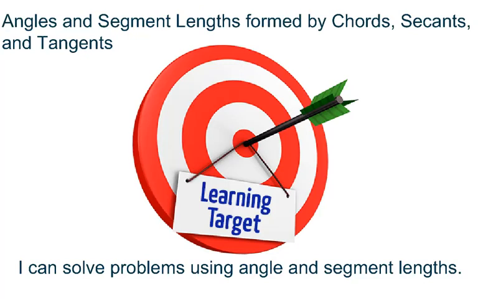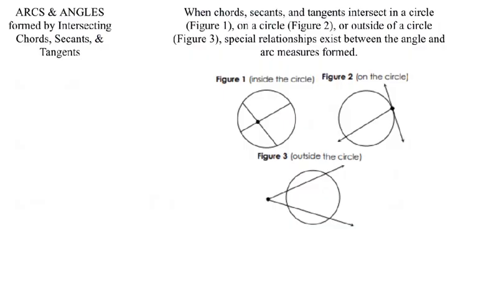This lesson is angles and segment lengths formed by chords, secants, and tangents. So we're going to solve problems using angle and segment lengths. Okay, so the first thing, let's talk about just some basic stuff. When chords, secants, and tangents intersect in a circle, on a circle, or outside of a circle, special relationships exist between the angle and arc measures formed.